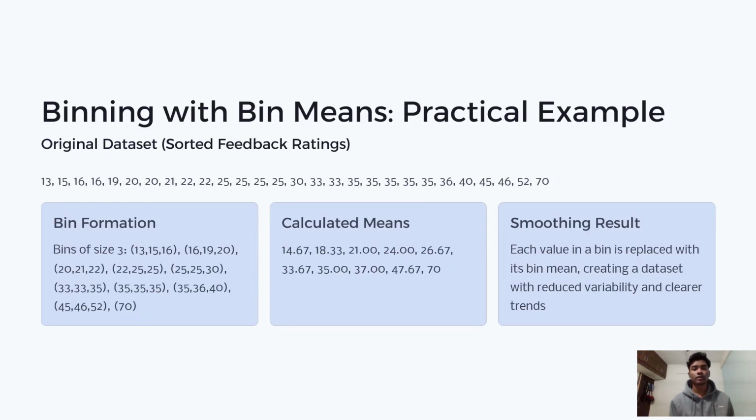Now, an example of binning. In this example from the slide, the original sorted ratings are grouped into bins of size 3. Then we calculate the mean of each bin and replace all the values inside that bin with that mean. This process transforms a noisy data set into a clearer one, making trends easier to analyze. So binning is great when you want simplicity and fast smoothing.